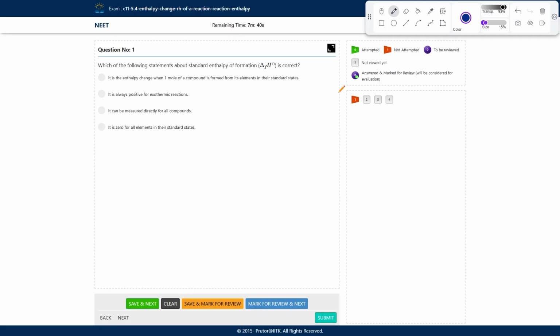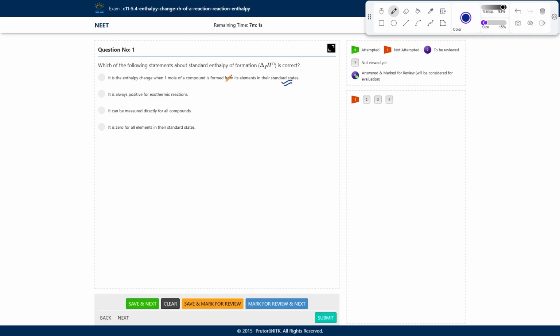Which of the following statements about the standard enthalpy of formation is correct? The first one is, it is the enthalpy change when 1 mole of a compound is formed from its elements in the standard state. Second is, it is always positive for an exothermic reaction. Third, it can be measured directly for all compounds. Fourth, it is 0 for all elements in the standard state. So what is the correct statement? We have to discuss the standard enthalpy of formation.